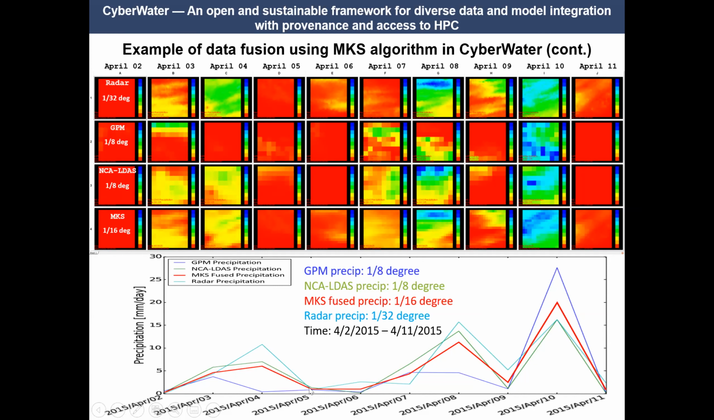Down below here, what I'm showing you is the time series of each of the 3 different data products, plus the fused MKS time series of precipitation. Each point here shows the mean average of this area.